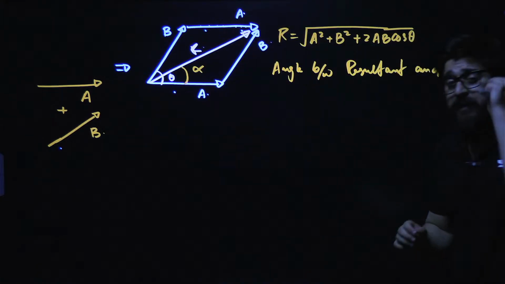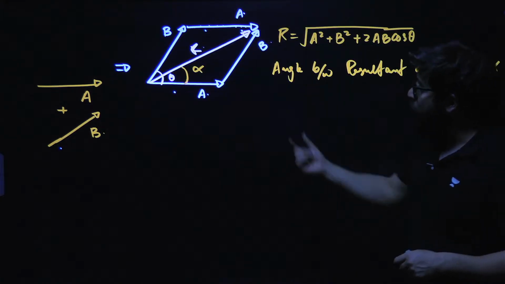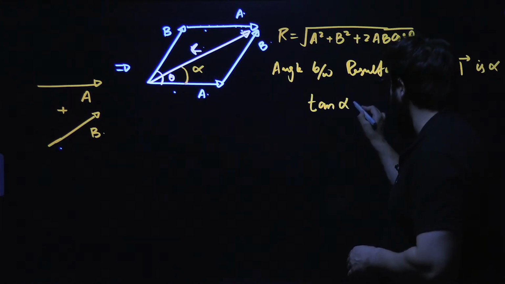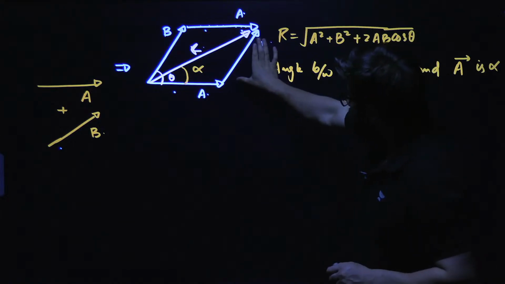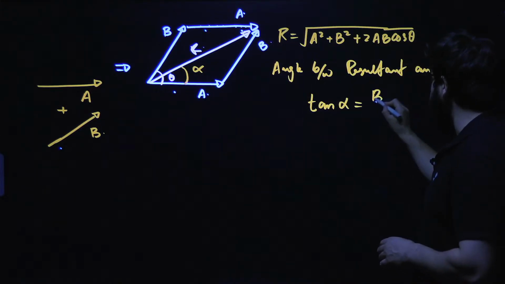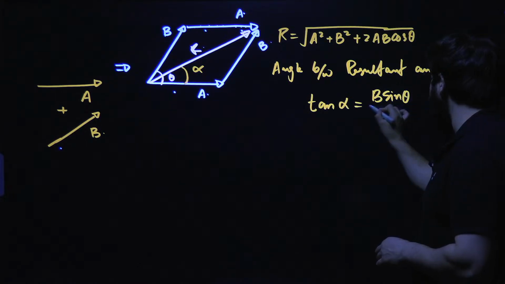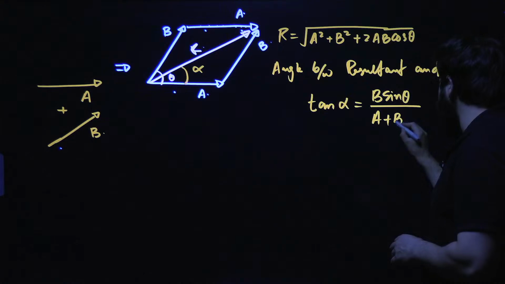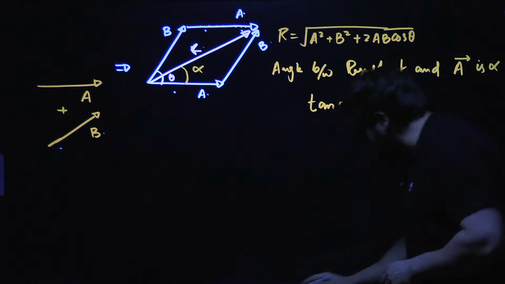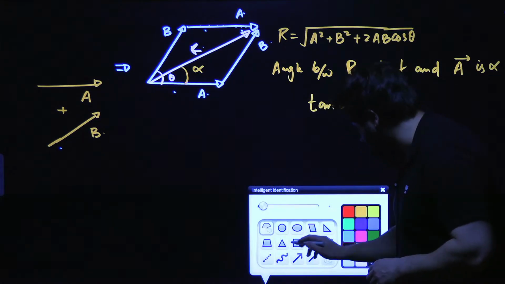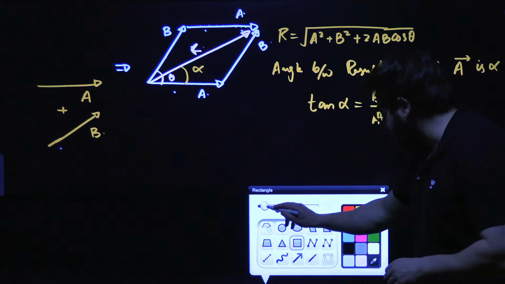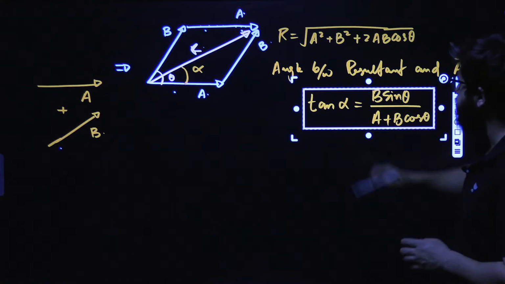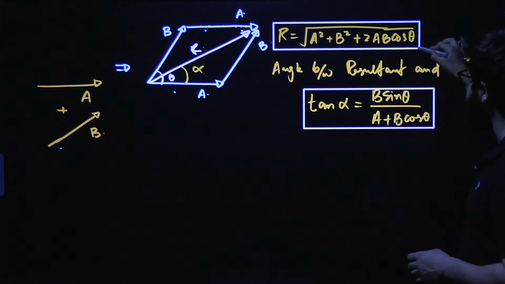And if you remember, in case of the triangle law, what was this angle? There, tan of alpha was the component of this one, that is B sine theta upon A plus B cos theta. The same value will be exactly over here also. I would want you guys to keep this in your mind.